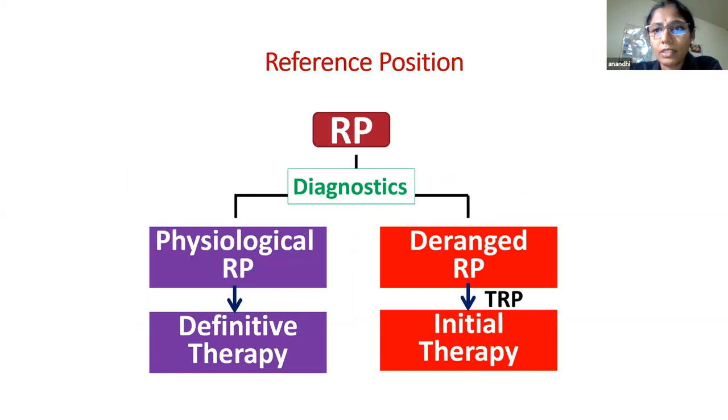So reference position, we do the diagnostics from the reference position, or from the CR. When we do the diagnostics, we evaluate how the jaw is. Does the jaw have internal derangement, or is there a partial lock, or a closed lock, whatever they have. If they are normal, then it's a physiological reference position. From that, we go to definitive therapy. We start orthodontics, because I do mainly orthodontics. I start orthodontics without doing any initial therapy.